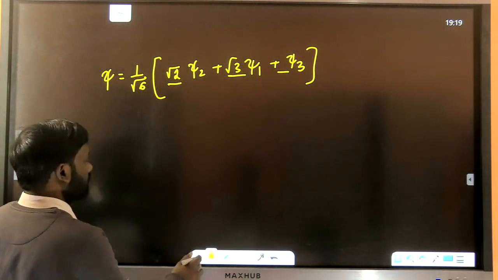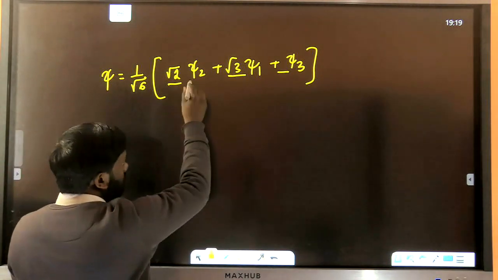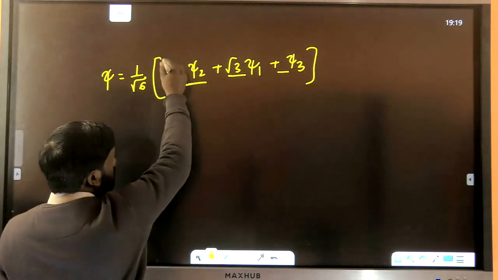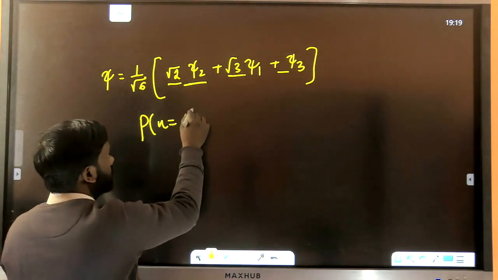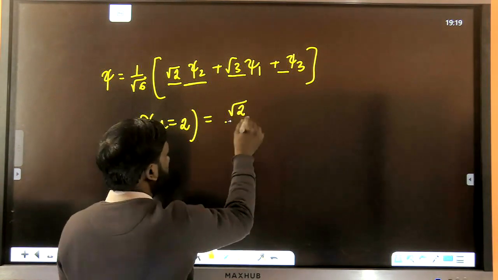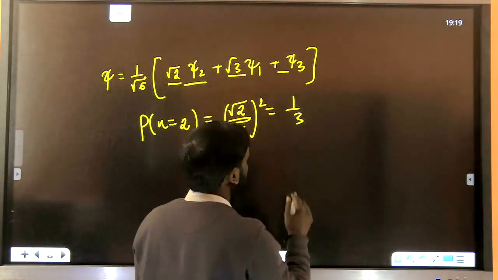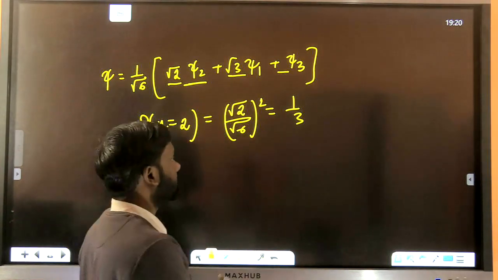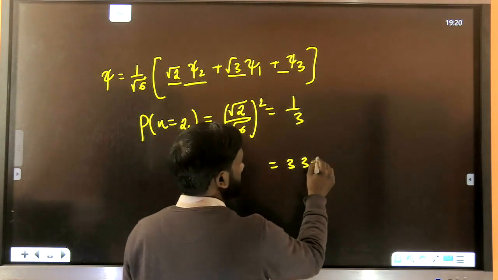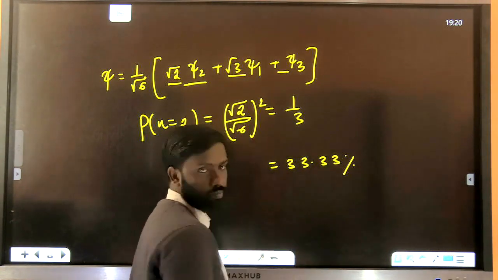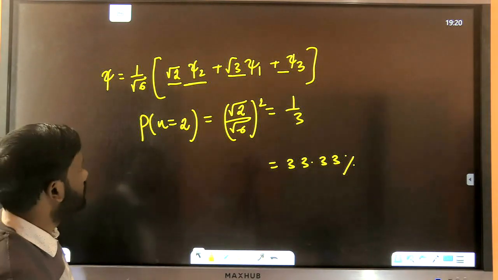Therefore the probability of being in the n equal to 2 state, or first excited state, is just the square of this coefficient. So it is root 2 by root 6 whole square, which is equal to 1 by 3. Percentage wise, this will be equal to 33.33%. The percentage of probability was asked, so that's the answer.